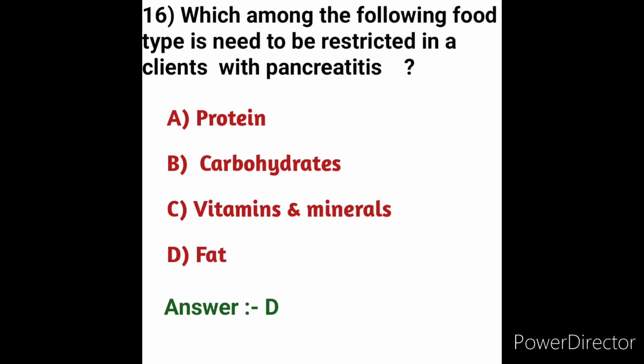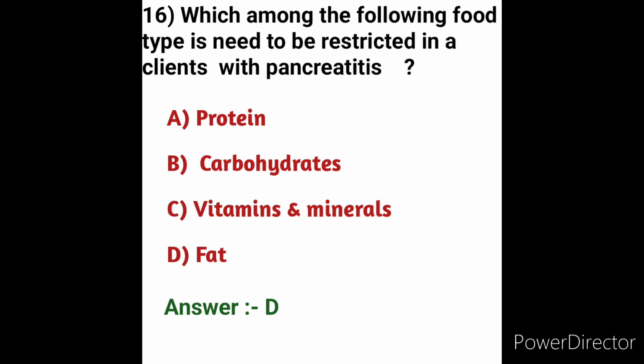Next, move on to question number 16. Which of the following food types needs to be restricted in a client with pancreatitis? The client has pancreatitis, so which food is restricted? We will see the options here. Option A protein, option B carbohydrates, option C vitamins and minerals, option D fat. Restricted foods for a pancreatitis patient are fried foods and high-fat foods. Here, option D, fat, is the correct answer.